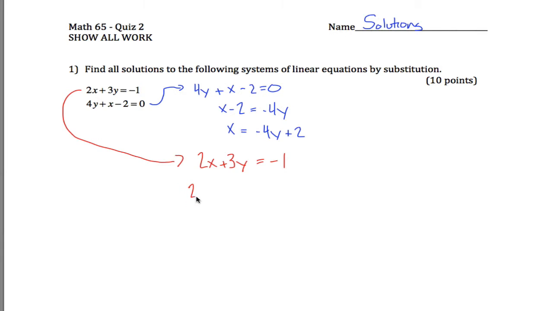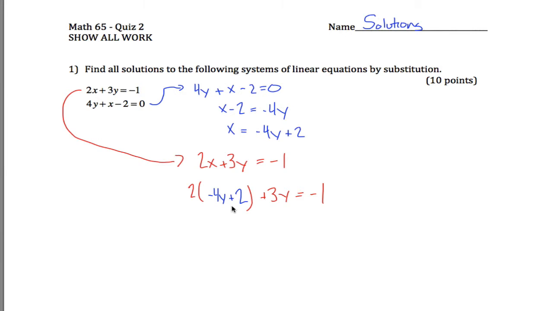But instead of writing the letter x in 2x, I can rewrite negative 4y plus 2 because I just figured out that x is equal to negative 4y plus 2. So instead of 2x, I got 2 times negative 4y plus 2, and then the rest of this, plus 3y is equal to negative 1. Then you want to combine like terms. You only have one variable now, y, so you want to solve for it. You want to isolate that y.